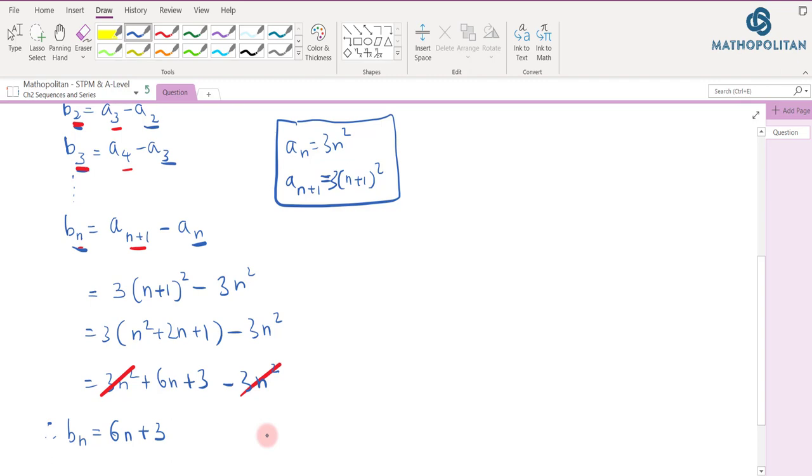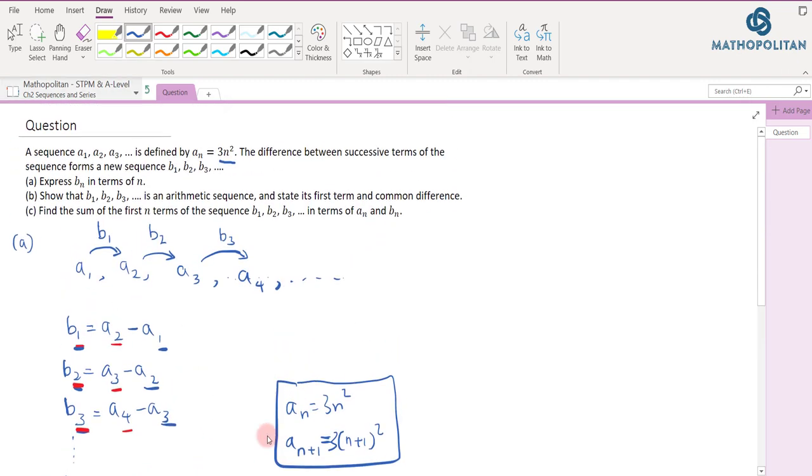That's the first part. Now let's look at the next part, part B. So how do we show that this sequence of B's is an arithmetic sequence?